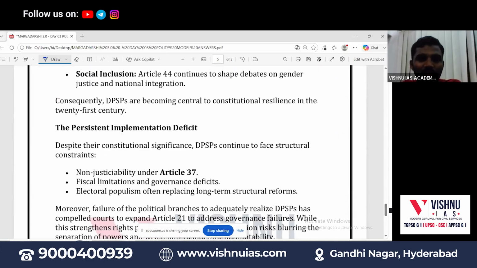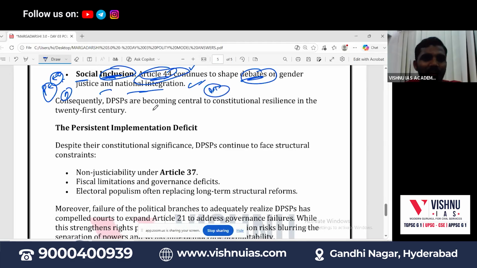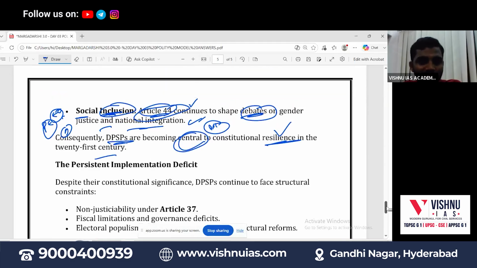Now let us see social inclusion, another problem. Social inclusion means all communities are not included in the political space, or maybe the economic space. Everybody is not included in the developmental part. So there comes Article 44. It shapes the debates on gender justice and national integration. So Article 44 is very important in that aspect. Consequently, DPSPs are right now central to constitutional resilience in the 21st century. So in a way, I have been explaining the importance of these DPSPs.